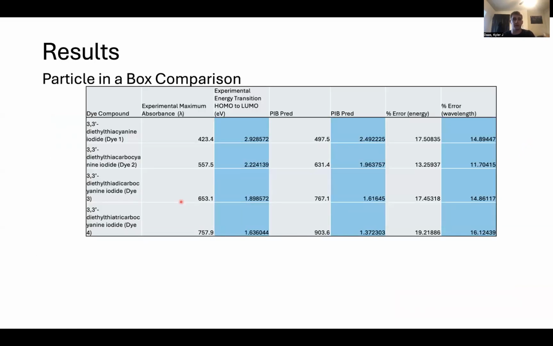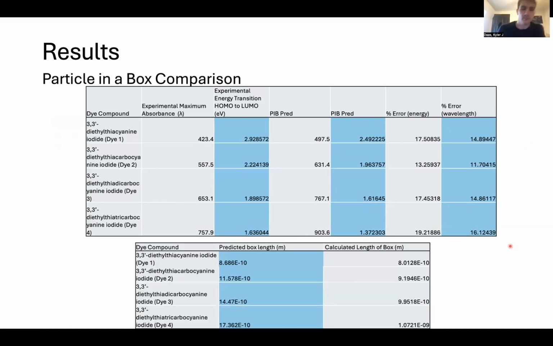So first off, we looked at the particle in a box. So here are the experimental data again. Here is what the particle in a box predicts for the wavelengths and for the energies. And more importantly, here are the percent errors associated with these. Again, I ask you to take the time to pause and look at these percent errors. The particle in a box is the most crude method, so it has quite high percent errors compared to the other methods, as we will see.